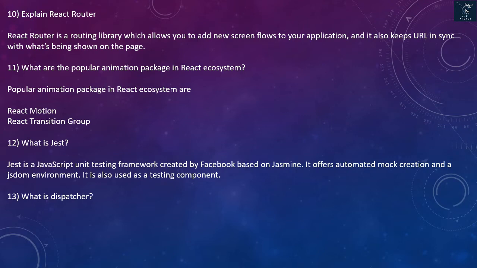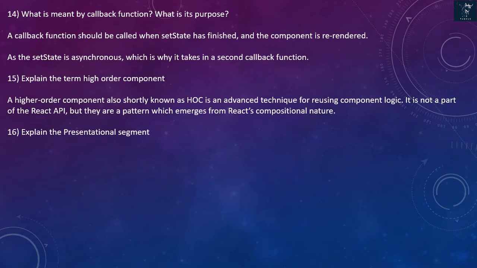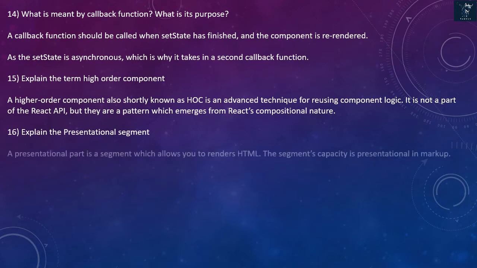13. What is Dispatcher? A dispatcher is a central hub of the app where you will receive actions and broadcast payloads to registered callbacks. 14. What is meant by callback function? What is its purpose? A callback function should be called when setState has finished and the component is re-rendered, as setState is asynchronous, which is why it takes in a second callback function.